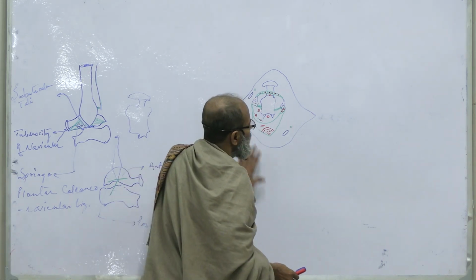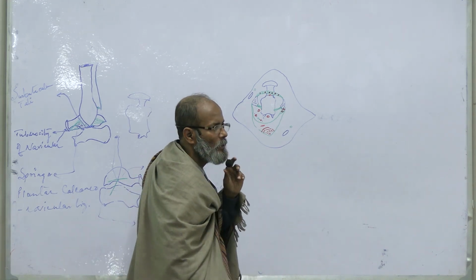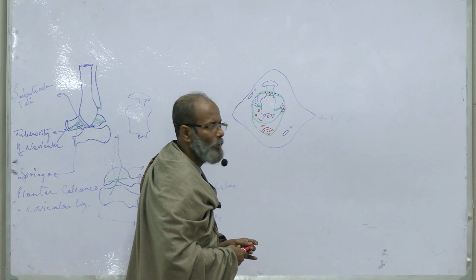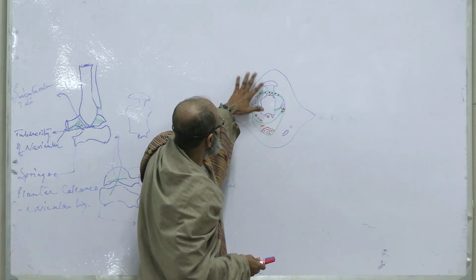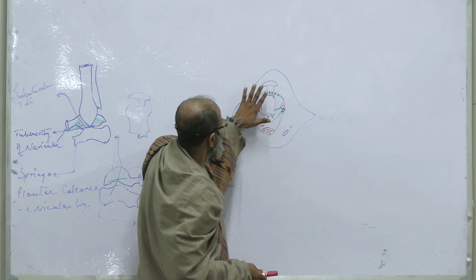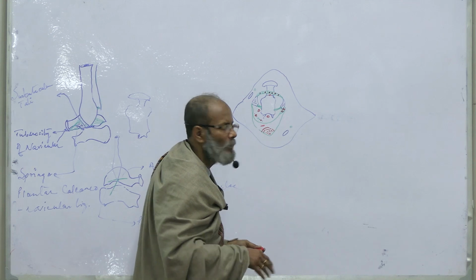Now draw this diagram. This is a transverse section through the ankle joint. All right. This is the dorsal surface of the talus. This is the head of the talus. This is the neck. This is the body of the talus. And this one is the medial and lateral tubercle on the posterior aspect. Right.